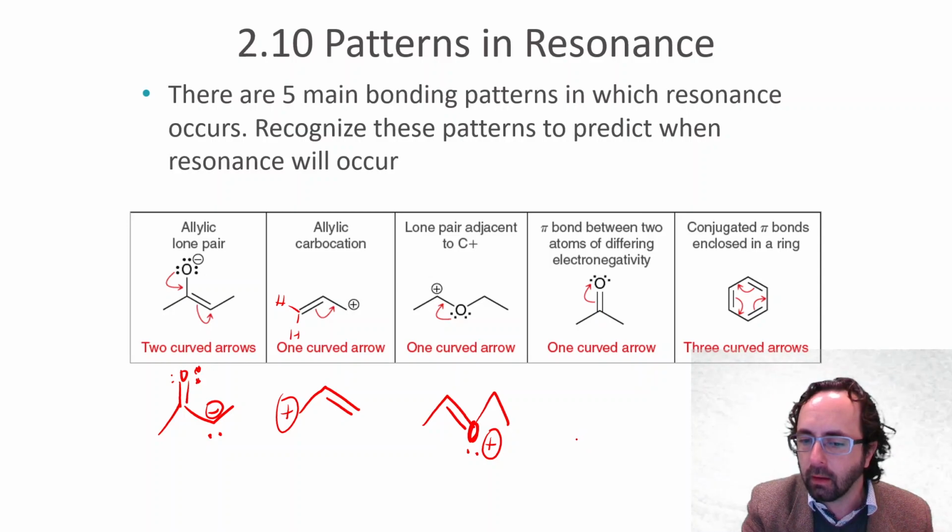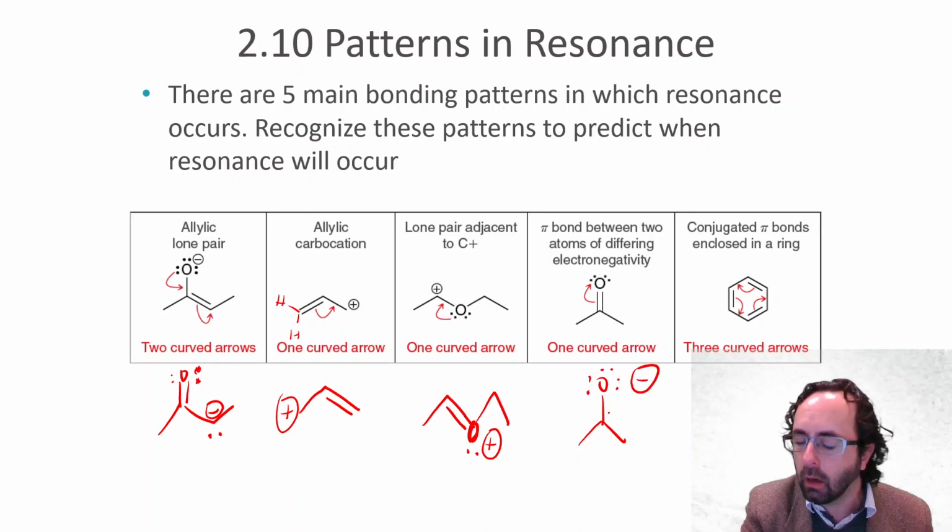In this case, in the resulting structure, this oxygen had a double bond, but now those electrons are becoming a lone pair on the oxygen. And so now it has 3 lone pairs and 1 bond, so that gives this oxygen a negative formal charge.